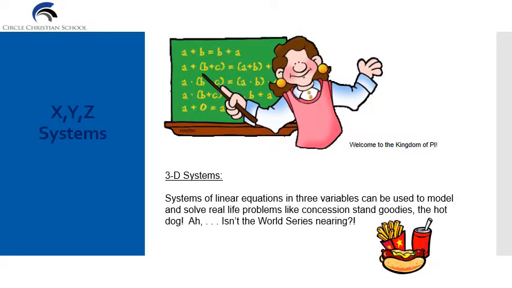XYZ systems. These can be important when you actually have three variables going on, like in a case where maybe you have French fries, a drink, and a hot dog, and you have to find out some specifics about them. There are other things that happen geometrically with these, but that's the reason why we have XYZ systems. There are three variables, and it works a lot into our three-dimensional world.